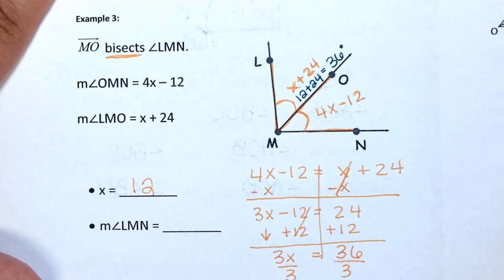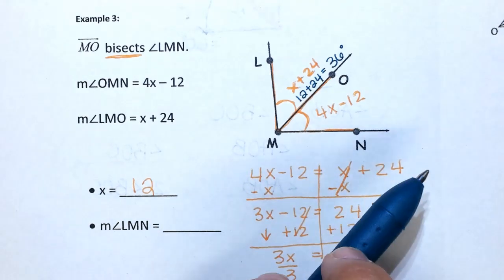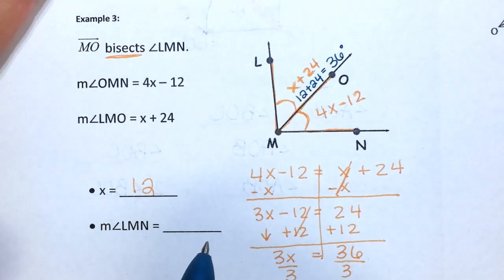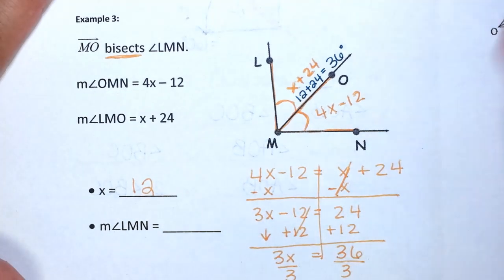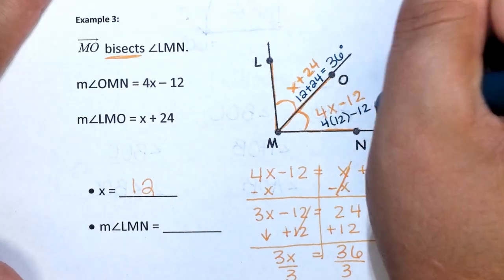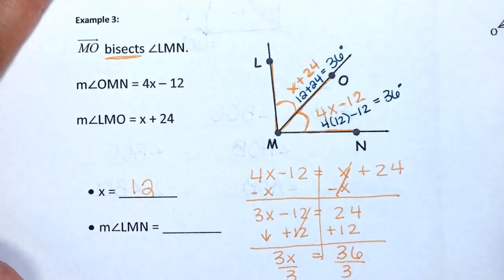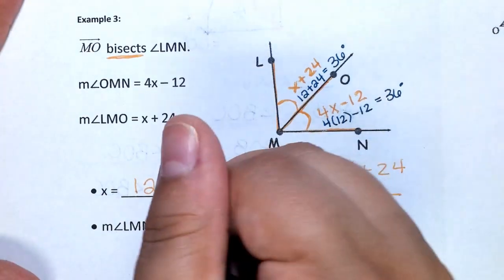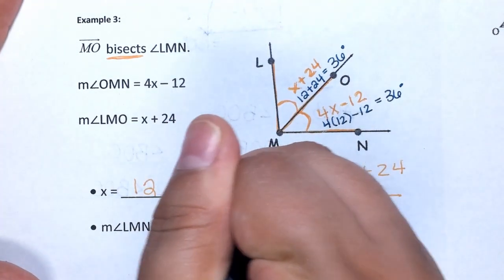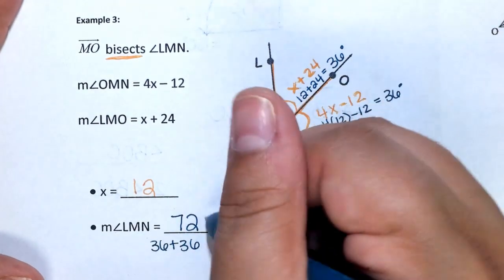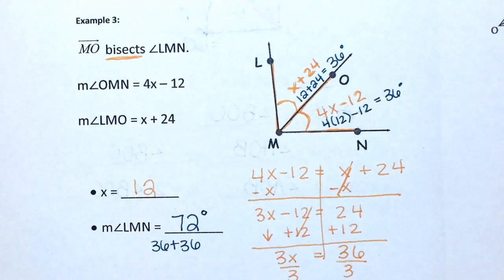Why do I have to do the other side? They are equal. I want to do it just to check. You're right, but I'm going to do it just to check. But what is this asking for? The entire angle. What is 4 times 12 minus 12? They are the same. I did that just to check. And what is 36 plus 36? 72 will get you points off. Degrees.